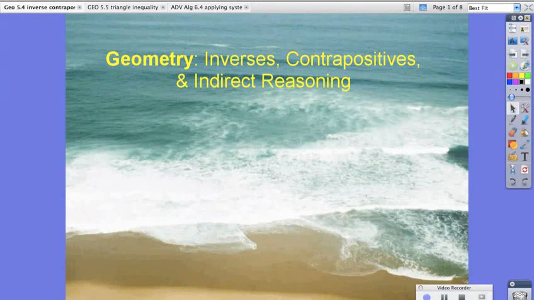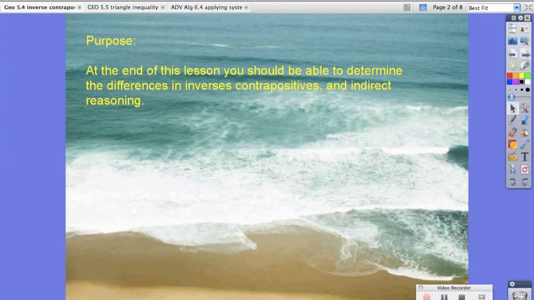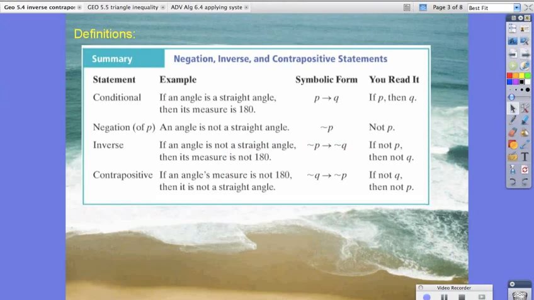Hello students, today in your geometry class we're going to be working on inverses, contrapositives, and indirect reasoning. Now at the end of this lesson you should be able to determine the differences in inverses, contrapositive, and indirect reasoning.